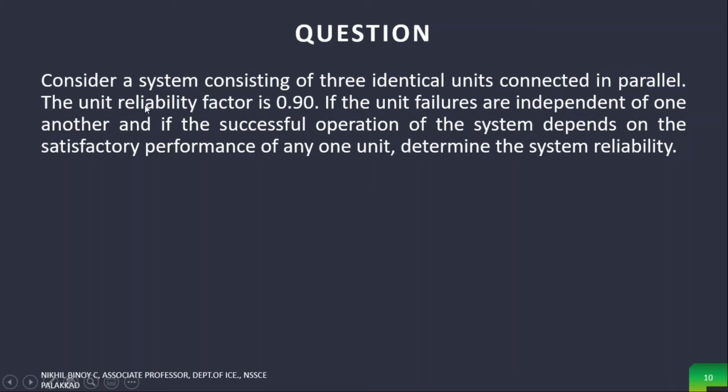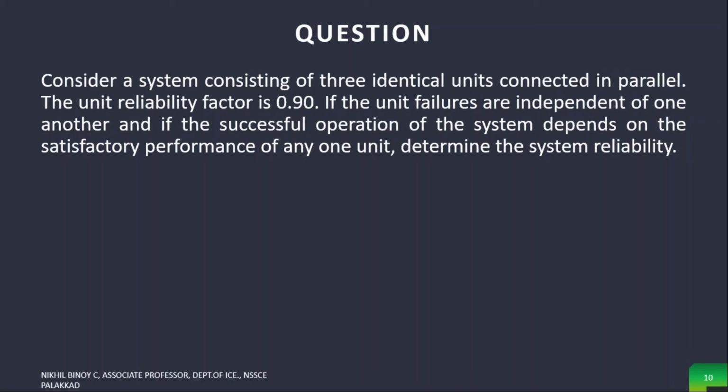So please note, we have three units. These three units are connected in parallel, and we have identical units, and the reliability of each unit is 0.90. If the unit failures are independent of one another, and if the successful operation of the system depends upon the satisfactory performance of any one unit, that is already mentioned here, it's parallel. The successful operation of the system depends upon the satisfactory performance of any one unit. What is the system reliability? So that's the question. So note down this question.